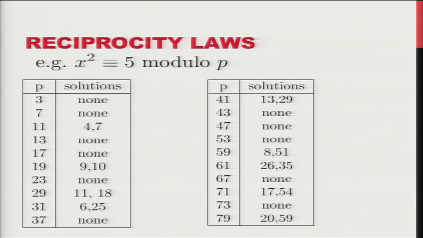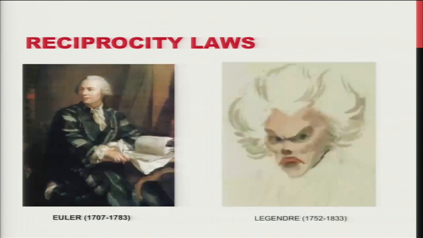There is no solution modulo 3, 7, 13, 17, 23, 37. When the last digit of the prime p is a 1 or a 9, there is a solution. So modulo 11, 4 squared is 16, which is 5, and so on. So there seems to be a very simple pattern, and this in fact generalizes to all quadratic equations.